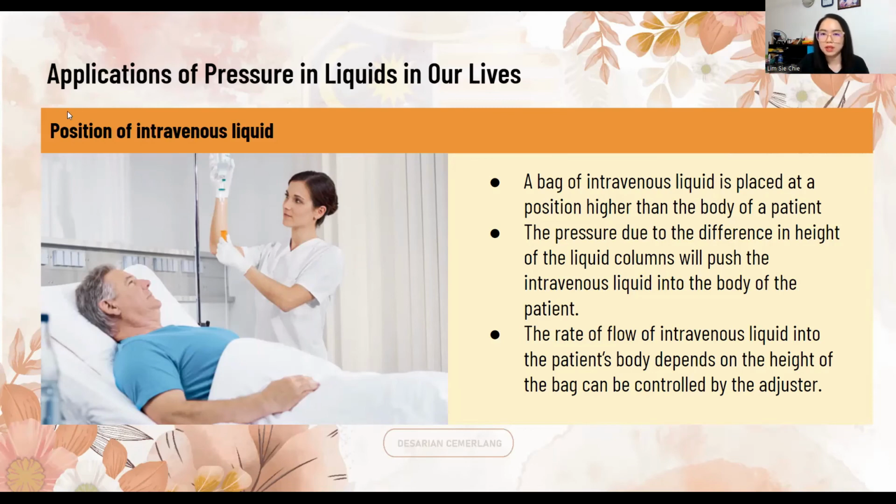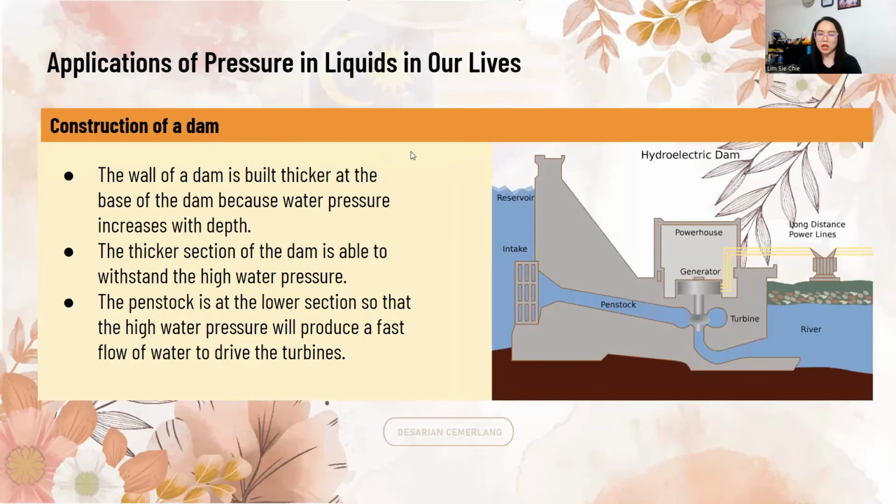This is very interesting. Now, next one, the construction of the dam. In Malaysia, we have a lot of rivers, right? Our generator basically is using hydro generator, especially in Sarawak, where we have a few dams. The wall of the dam is built thicker at the base because the water pressure increases with the depth. So you see here, this is the hydroelectric dam. This part is actually thicker compared to the upper part. Why? The thicker sections of the dam are able to withstand the high water pressure.